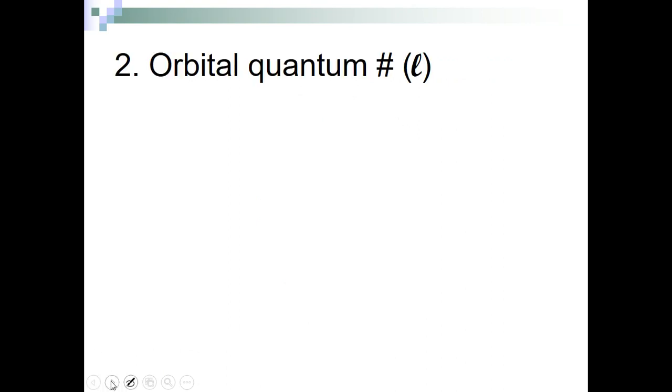Let's look at the second quantum number. The second quantum number is also known as the orbital quantum number or the azimuthal quantum number. You can just remember orbital quantum number. The symbol for the orbital quantum number is a lowercase cursive L. This is an L, not an E. The orbital quantum number tells us the shape of our orbital.